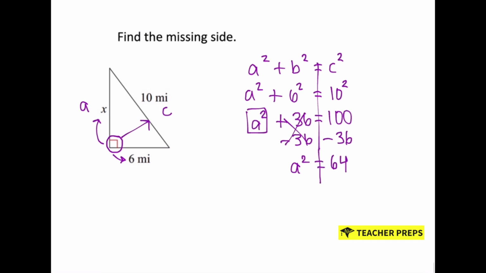Finally, we don't want a squared. We just want a. So we have to eliminate the square by square rooting. What you do to one side, you must do to the other. The square and the square root cancel, leaving us with the a, and the square root of 64 is 8, because 8 times 8 is 64. So the missing side length is 8 miles.